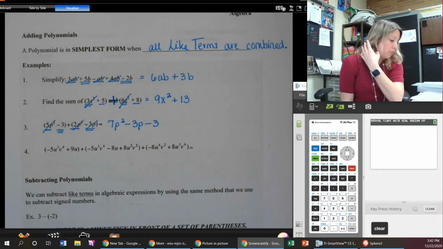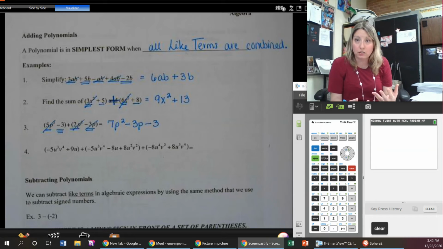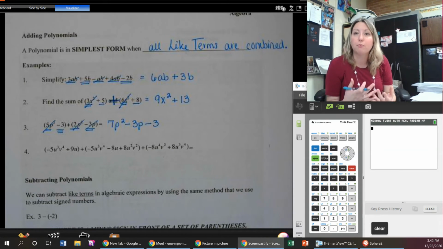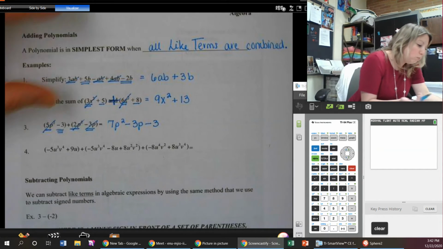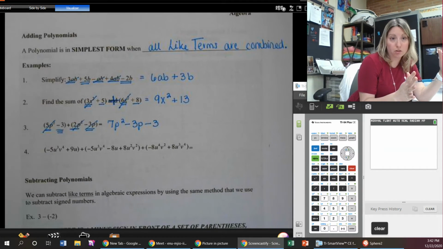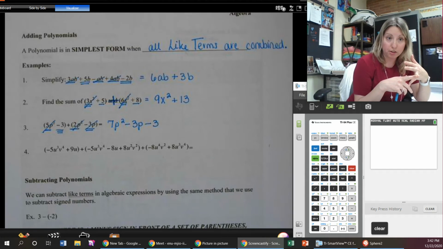Now, number 4 is where things get a little bit messier. And again, this is typically the only spot we see this stuff. It kind of disappears after this, but we have to know how to deal with it if we do encounter it, which is why we talk about it. So let's look at all the u's and the v's and look for like terms. We need the same variable raised to the same power for things to be like terms.